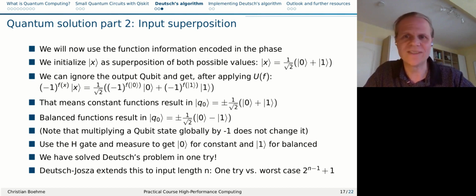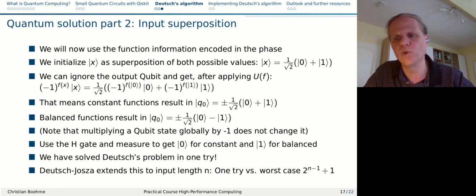And that was indeed one of the first times where people could prove mathematically at least that a quantum computer would be always superior to a classical computer, at least from a complexity point of view. The good thing about this is, I mean, now we have 2 tries versus 1 try, but actually this algorithm can be extended to an arbitrary length of input, and it still can be solved in one run. So independently of how many bits or qubits you put in, you can always find out if it's balanced or constant with 1 try.